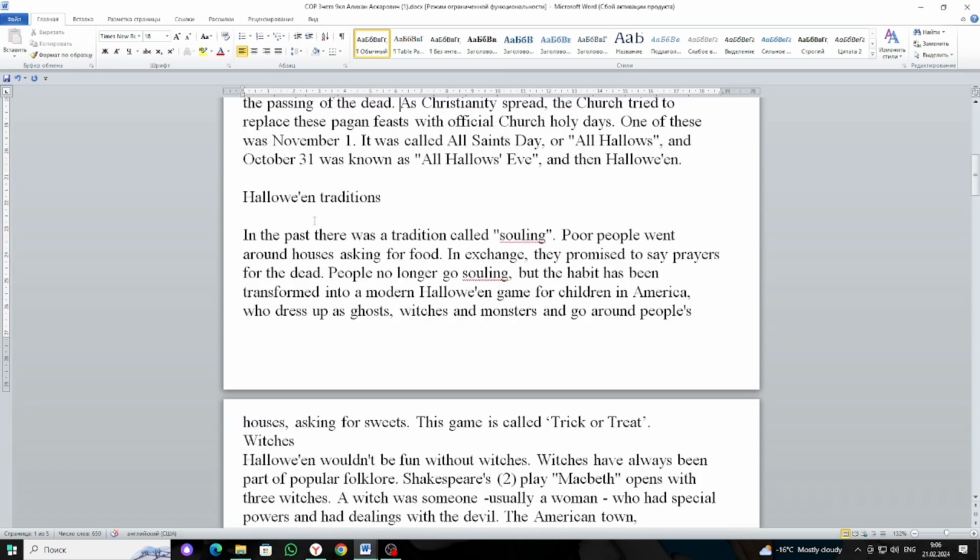Halloween traditions. In the past, there was a tradition called souling. Poor people went around houses asking for food. In exchange, they promised to say prayers for the dead. People no longer go souling, but the habit has been transformed into a modern Halloween game for children. In America, children dress up as ghosts.